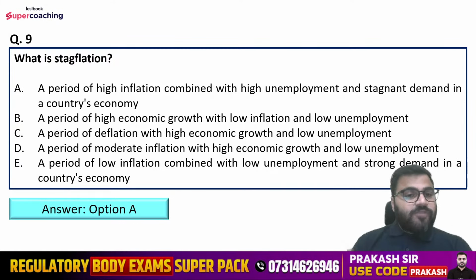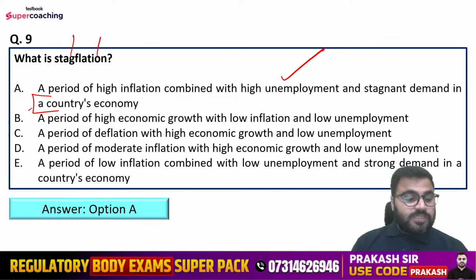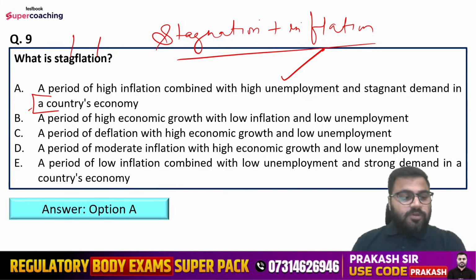That is a period of high inflation combined with high unemployment and stagnant demand in a country's economy, right? So this is stagflation, where there is stagnation and also inflation. So this is a combined term of stagnation plus inflation, right? So that makes the total of stagflation. Got it? That is why option number A is correct here.